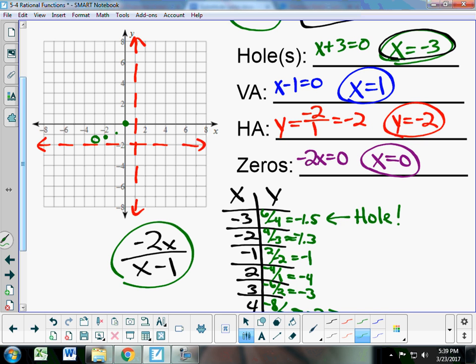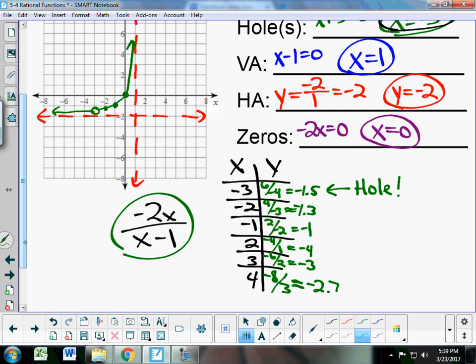Negative 1, that's an easy one. And then that's it for the left side of the vertical asymptote. So I'll draw my graph, stop at the hole, start up again, it'll keep going after the hole. Put my arrows in. Okay, so now for the right side of the vertical asymptote, 2, negative 4, right here, 3, negative 3, right there, and 4, negative 2.7, right about there.